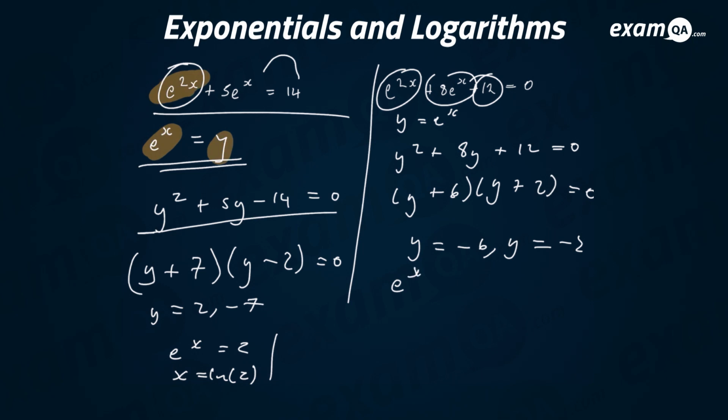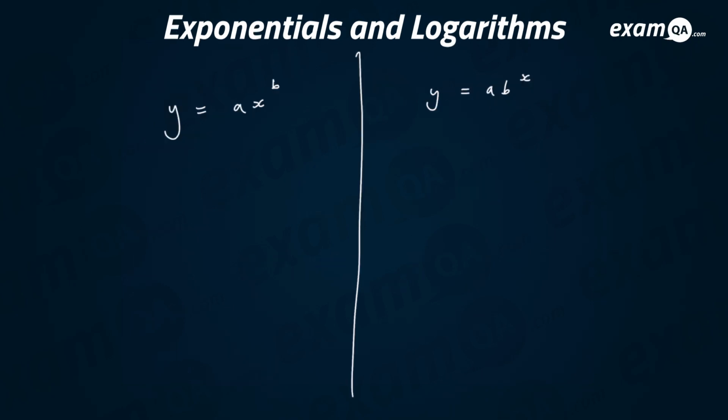This question just has no roots because e to the power of x equals minus 6, e to the power of x equals minus 2. That means x equals ln of minus 6 and ln of minus 2, but as we just said, there are no values for that. So this equation has no solutions. Now, the last part about logarithms is the graphs.